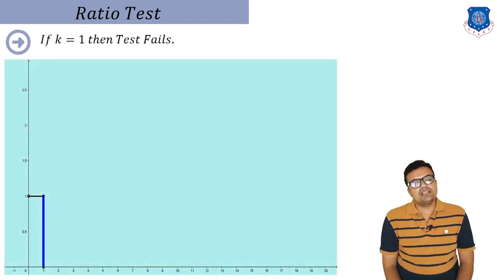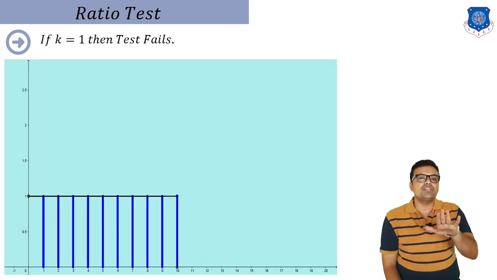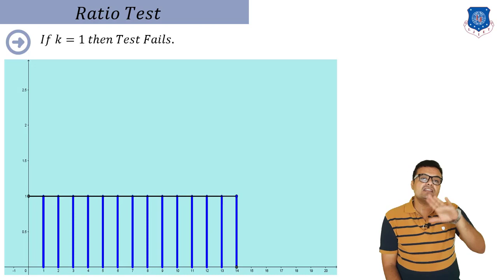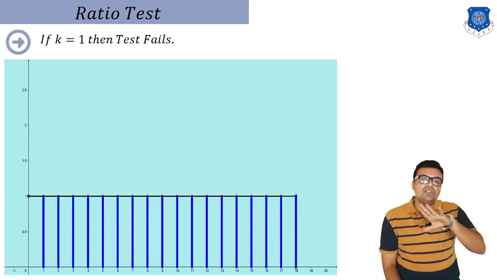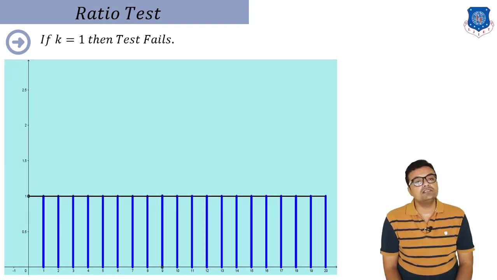Now let me take the third and last case, which is k equal to 1. This is not happening exactly at the initial stage. This is happening at infinity. At infinity, all my terms are remaining at the same height. That means the ratio is now equal to 1. So that means I cannot conclude anything.